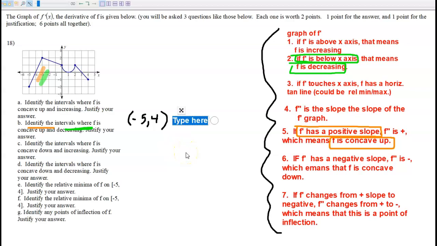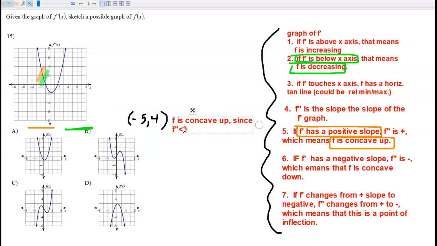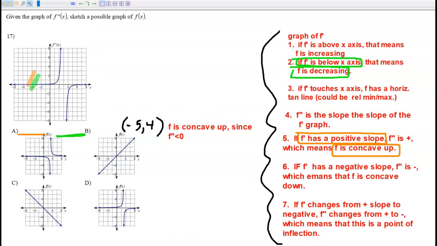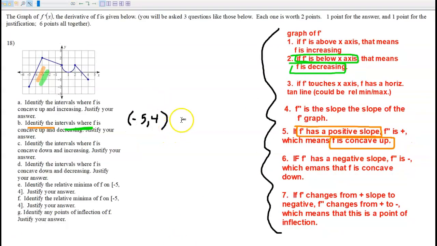So I would say here, f is concave up since f double prime is greater than 0. I'm sorry, less than 0. Because this is for part B, it's supposed to be concave. I'm screwing that all up, aren't I? Just a second, sorry, I'm having some technical difficulties. All right, let's try that again.